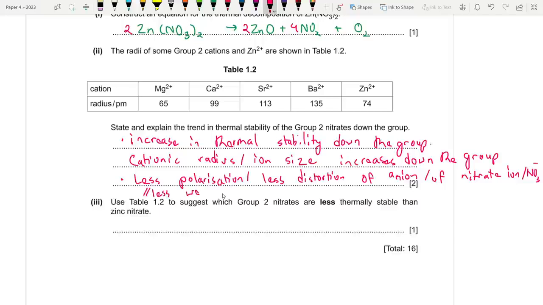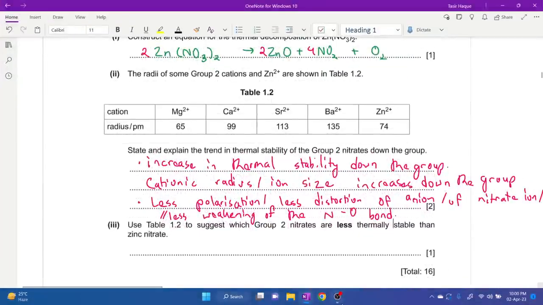There is less weakening of the NO bond. This isn't present in every mark scheme, so I'd rather not write that. Okay, so just write there's less polarization of the anion.